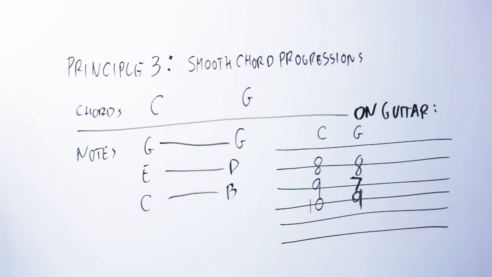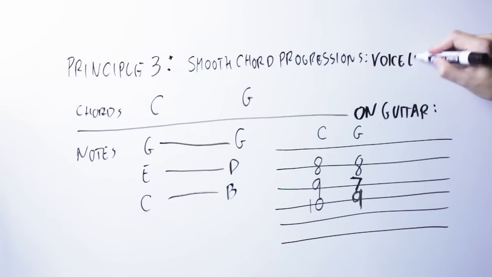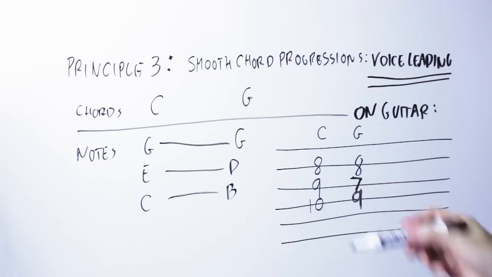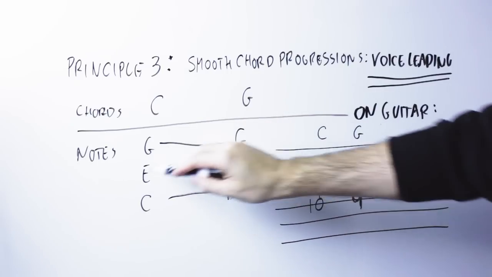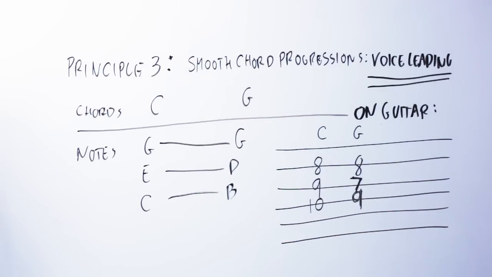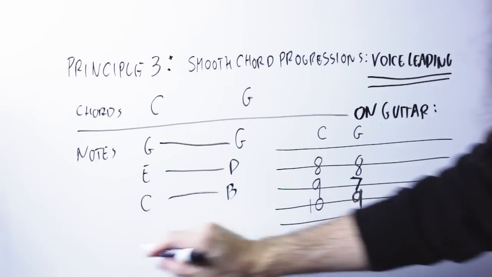This principle is called voice leading. It just means that you make the notes move as little as possible. You pretend that a singer is singing those 2 notes, another singer is singing those other 2 notes, and a third singer is singing those 2 notes, and you try to make those singers move their voice as little as possible.